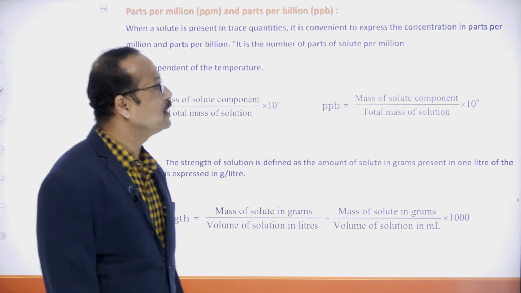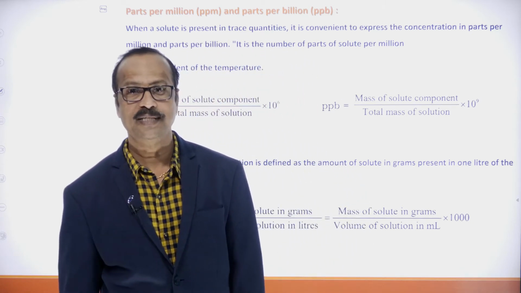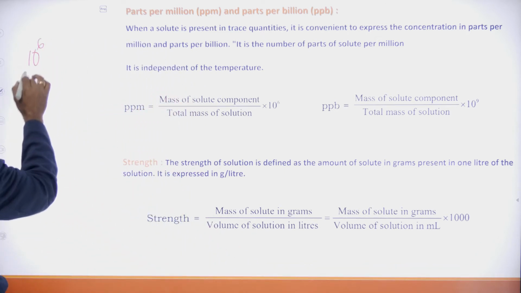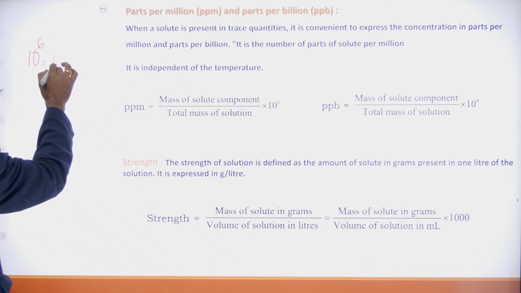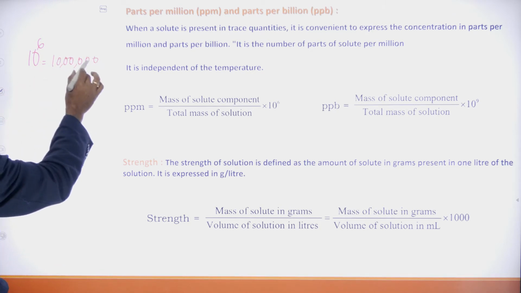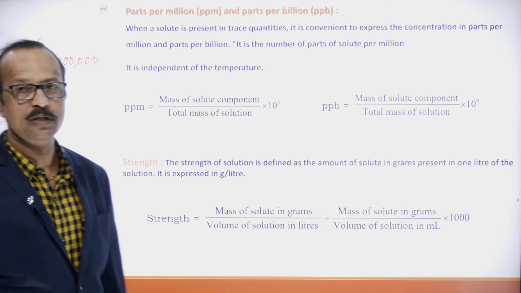This is parts per million and parts per billion. Million means 10 to the power of 6. 10 to the power of 6 means 1 beside 6 zeros: 1, 2, 3, 4, 5, 6. Unit, 10, 100, 1000, 10,000, lakh, 10 lakhs. So 1 million is equal to 10 lakhs.